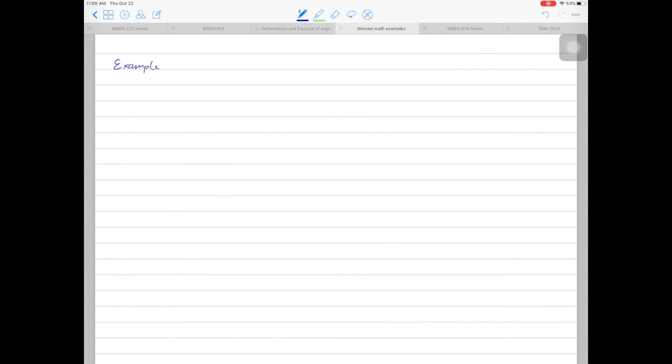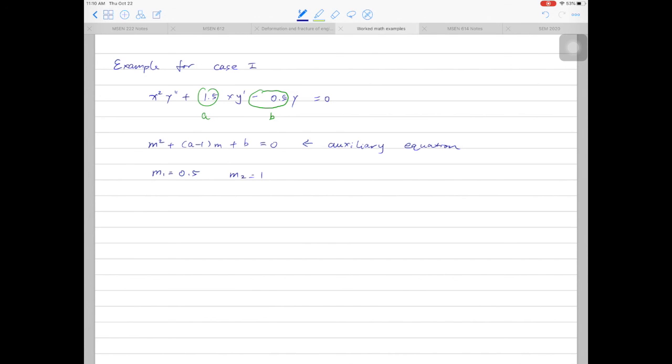Let's look at one example. For case 1, we have x squared y double prime plus 1.5x y prime minus 0.5y equals 0. In this example, 1.5 is a, minus 0.5 is b. Write down the auxiliary equation again, and plug in a and b. We'll have two real solutions for m. m1 is equal to 0.5 and m2 equals minus 1.